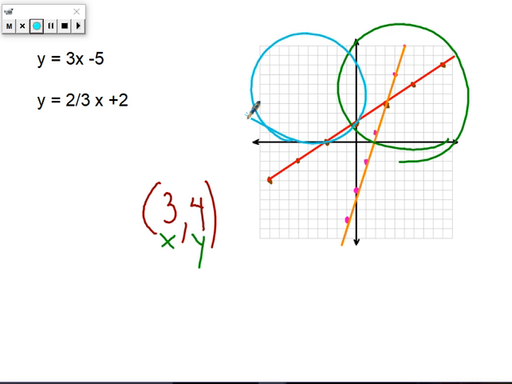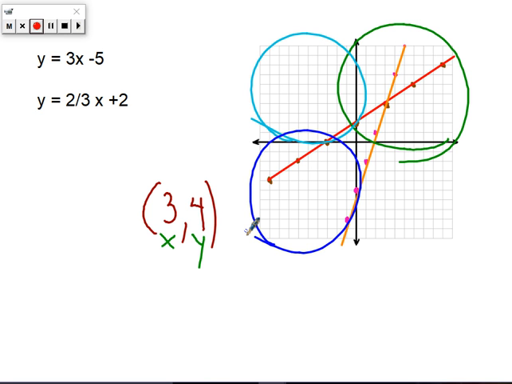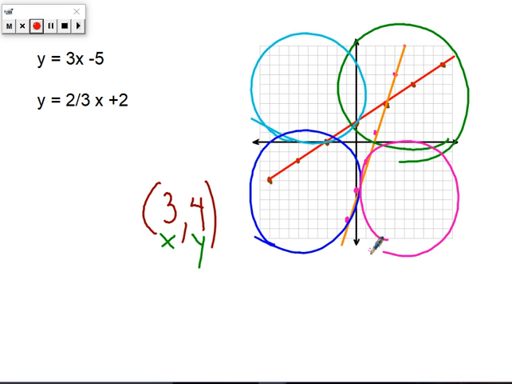So things to remember. If you name an ordered pair in this quadrant, both negative. If you name an ordered pair in this quadrant, x is positive, y is negative. So those are some remedial things to remember.